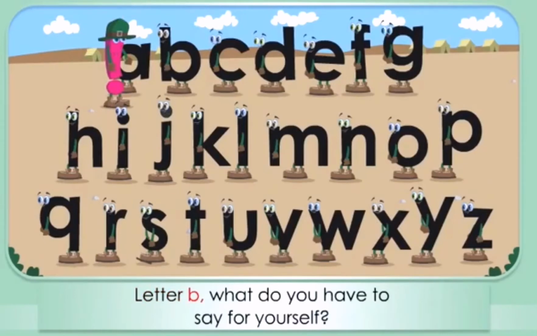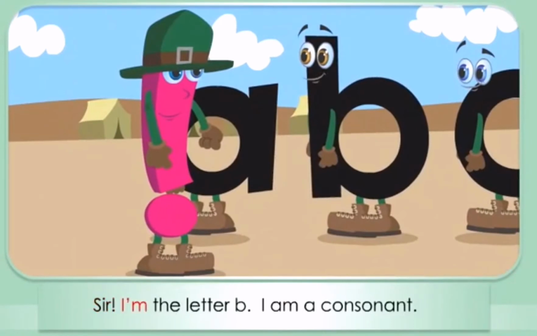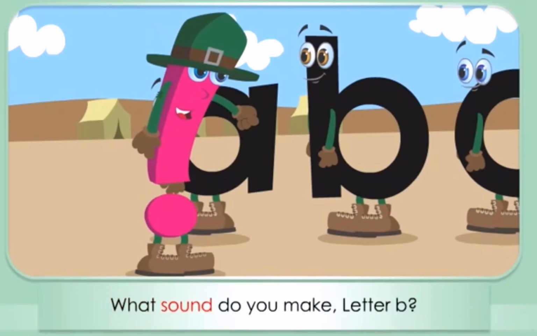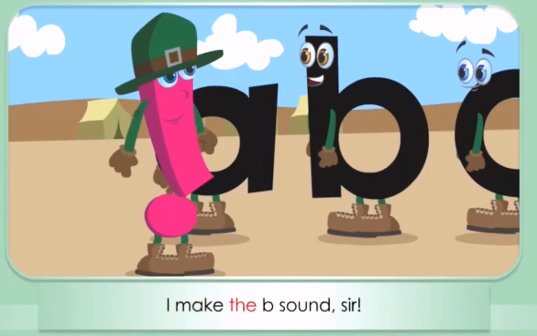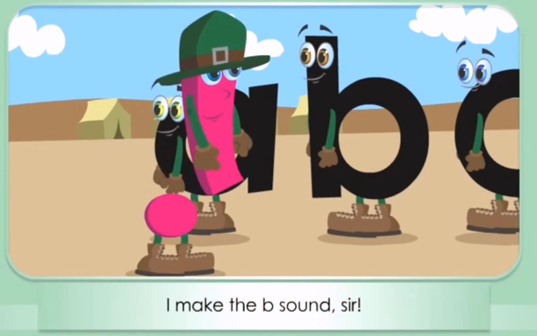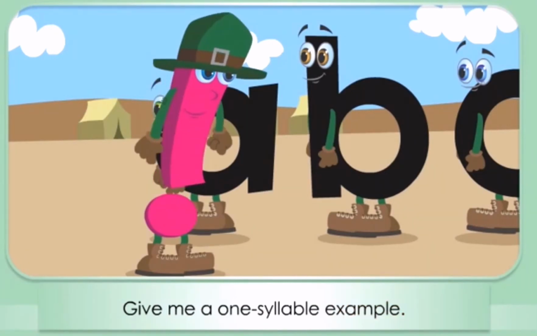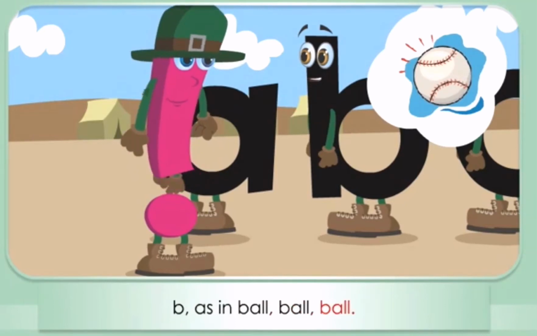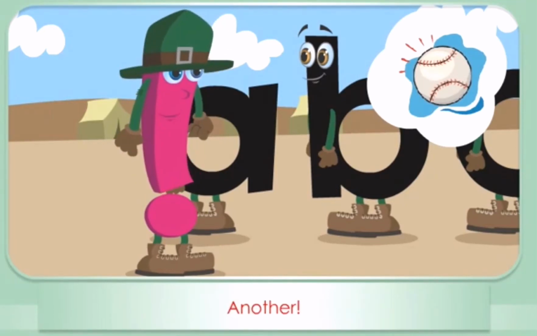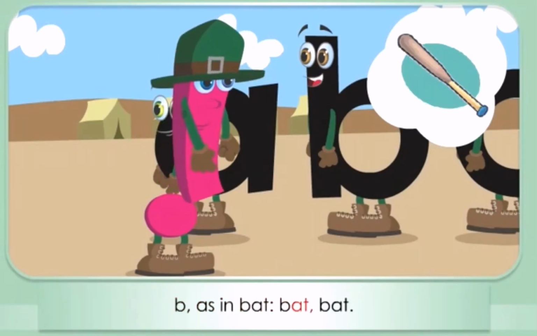Letter B. What do you have to say for yourself? Sir, I am the letter B. I am a consonant. What sound do you make, letter B? I make the B sound, sir. Give me a one-syllable example. B, as in ball. B-all, ball. Another. B, as in bat. B-at, bat.